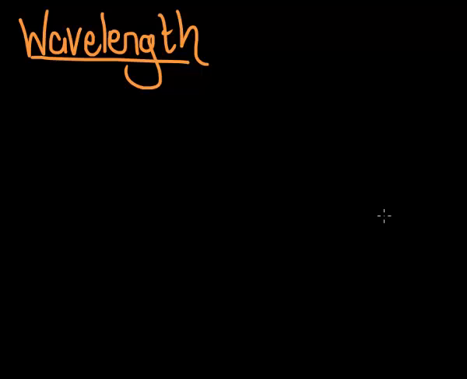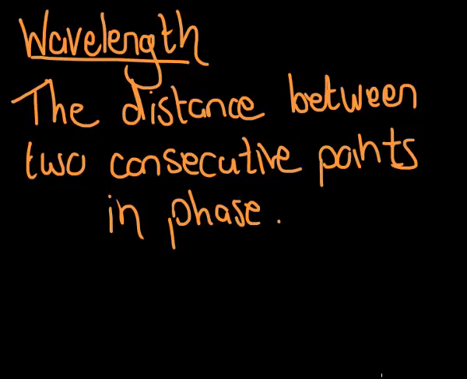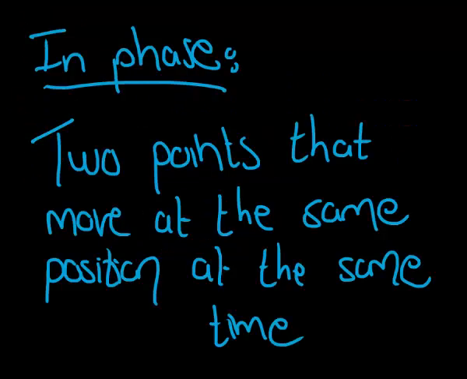Now we would like to go and determine wavelength. The definition for wavelength was again the distance between two consecutive points in phase. We would first need to establish again points that are in phase. And that again was the definition where two points move at the same position at the same time.